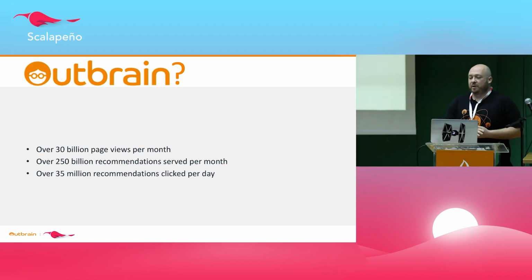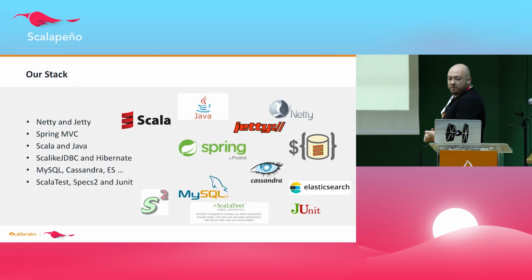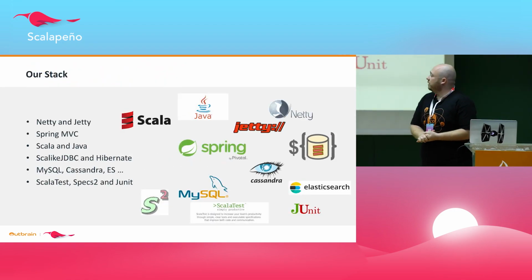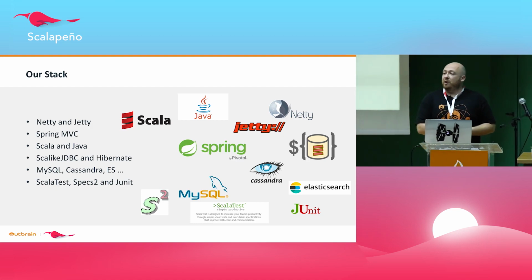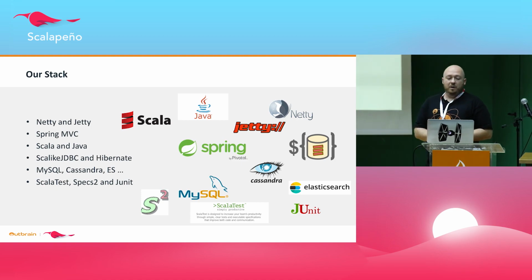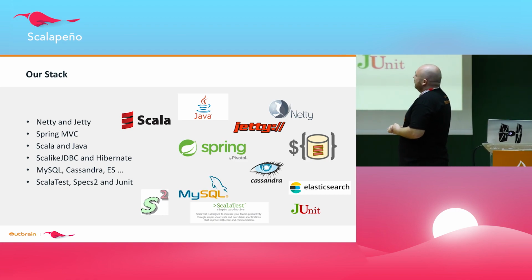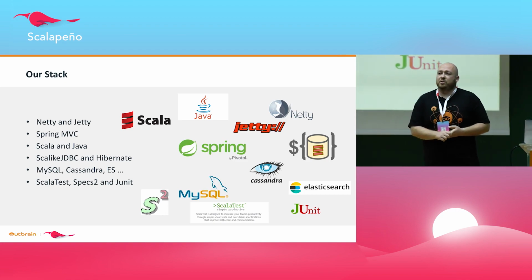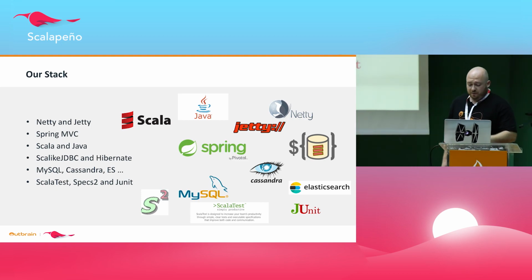We're a big data company. So our stack is composed of Jetty, Netty, Spring, Scala, and Java. We use Scala JDBC and Hibernate, MySQL, Cassandra, Elasticsearch, and many more. We use ScalaTest and Specs2 for testing Scala code and JUnit for testing Java code. And that's it, let's start.